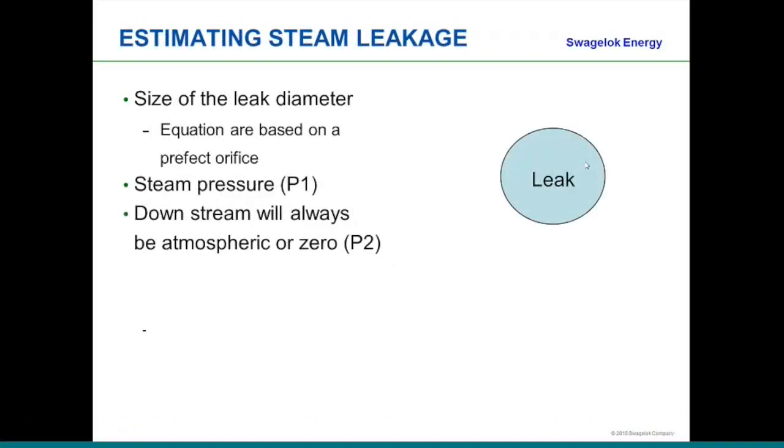Estimating steam leakage is difficult. You need to know the size of the leak diameter. And of course with steam, it's very difficult to tell the leak diameter. The other thing is all equations are based on a perfect orifice, P1 being the operating pressure and P2 being atmosphere, which is the downstream pressure. But it's not a perfect orifice, and leakage is a crack on a piece of steam piping or a flange leak or a thread leak. It's not a perfect diameter. Therefore, we use different types of equations to come up with the estimated steam leakage or cost.